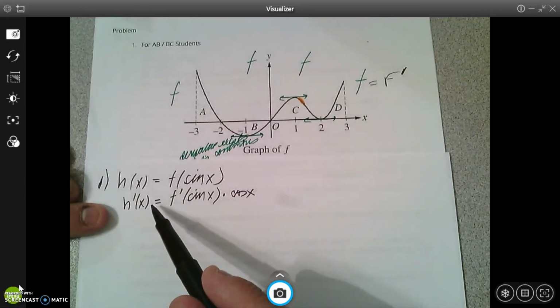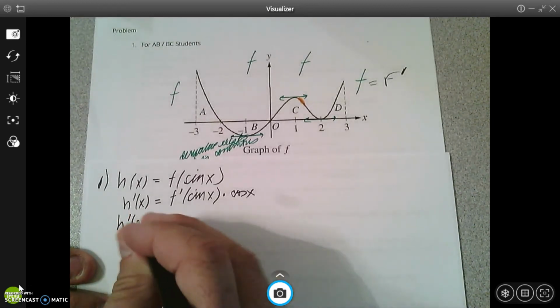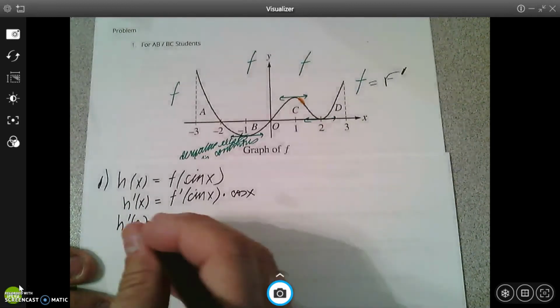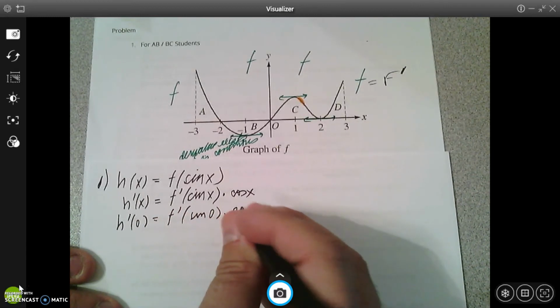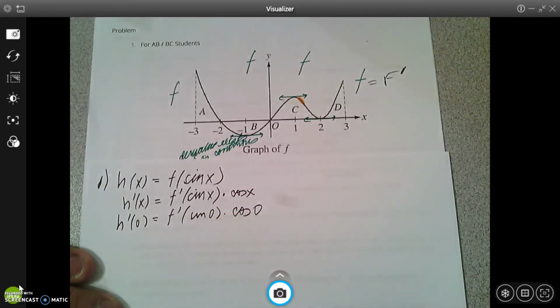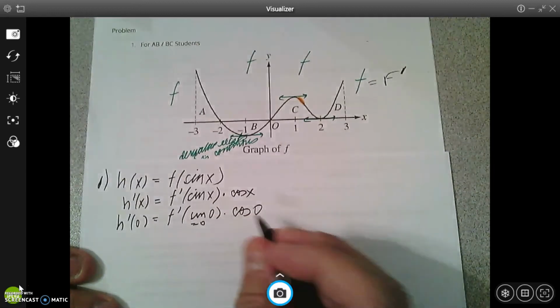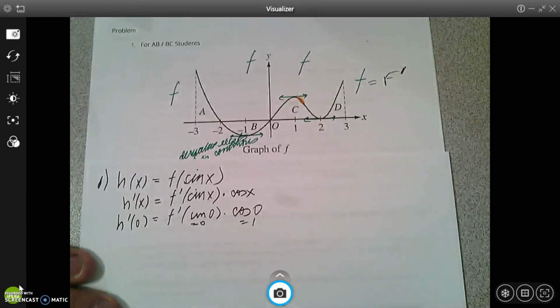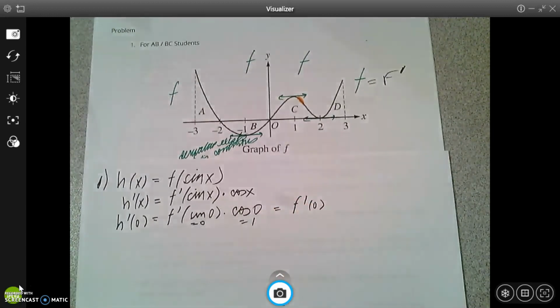Because we want to know if the graph of h is increasing or decreasing at x equals 0, we evaluate h prime of 0 to get f prime of the sine of 0 times the cosine of 0. The sine of 0 is equal to 0. The cosine of 0 is equal to 1. So we get f prime of 0. Well, what's f prime of 0?